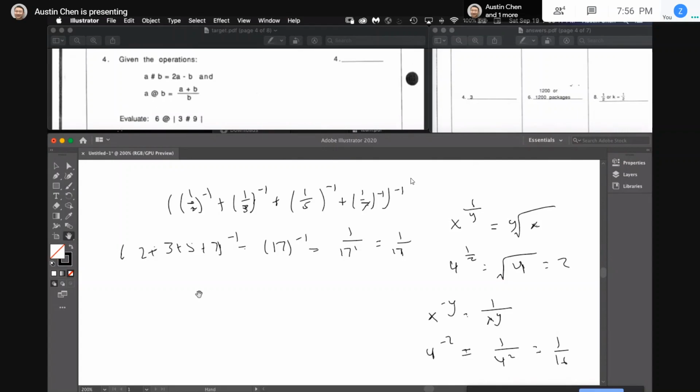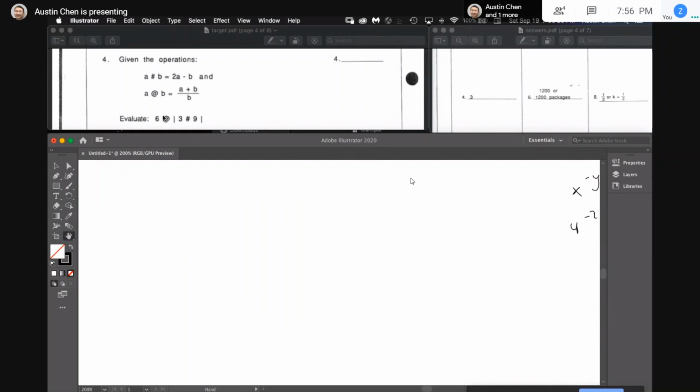Okay, given the operations, we have to evaluate something. So let's just do that. What these lines mean, this is a common function. This is the absolute value function. So if you have absolute value of x, it is defined as the piecewise function x when x is greater than or equal to 0, and negative x when x is less than 0.